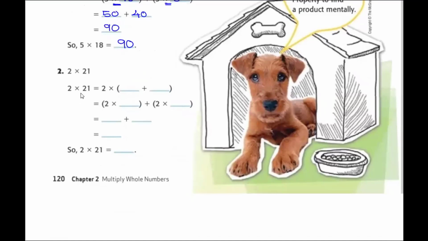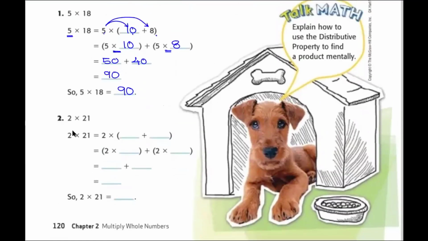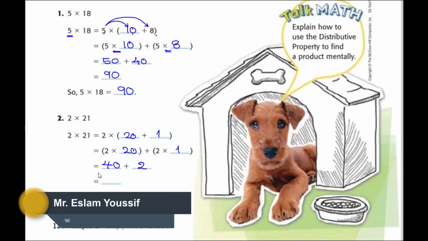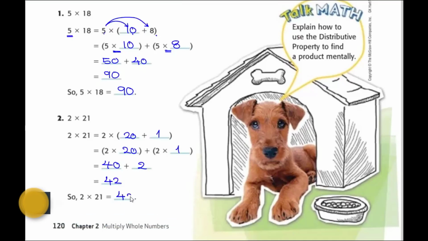So the next one, Abdurrahman, we need to multiply 2 times 21. 2 times 20 plus 1. Then 2 times 20 plus 2 times 1. What is the answer for the first one? 2 times 20: we put 0, then multiply 2 times 2 equals 4. Then 2 times 1 equals 2. So 40 plus 2 equals 42. So the answer now will be 42.